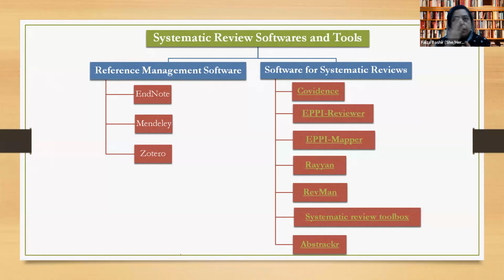And same as for conducting systematic literature reviews, we need some software. There are so many software available. Some are paid and some are not paid; it's freely available to everyone. And sometimes the paid software have some tutorials, and a free version or trial version is available. Like Covidence, EPPI Reviewer, EPPI Mapper, Rayyan, Parsifal, Systematic Review Toolbox, and Abstrackr.